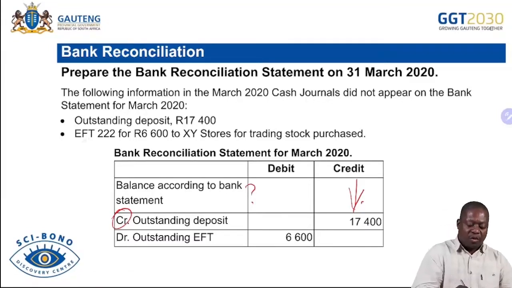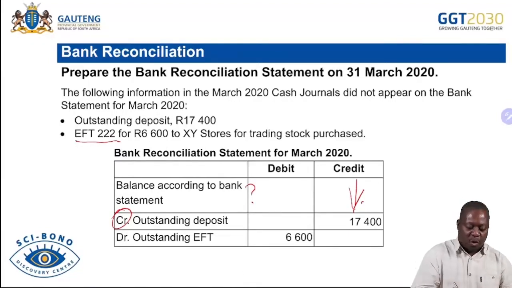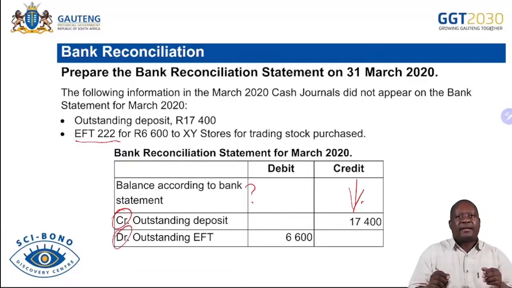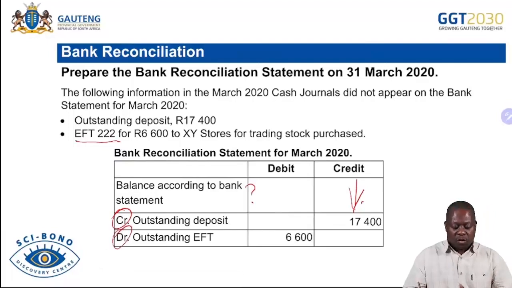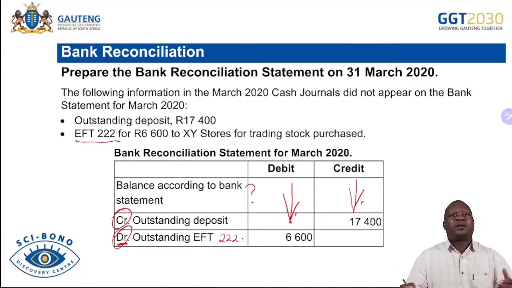Now, what do we do with the EFT 222, which is 6,600? This one, it also did not appear on the bank statement. So it is an outstanding EFT. So we have got an outstanding EFT number 222. Now, this is appearing on the debit side. Why? Because the instruction is debit. So we are just following what they are saying we should do.